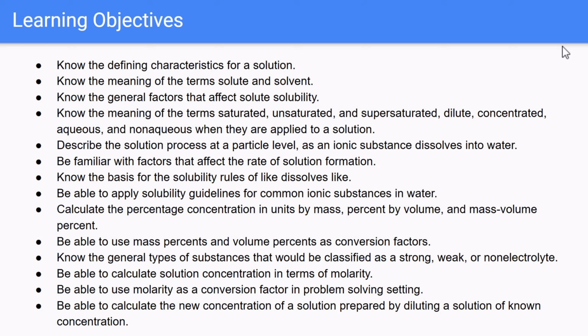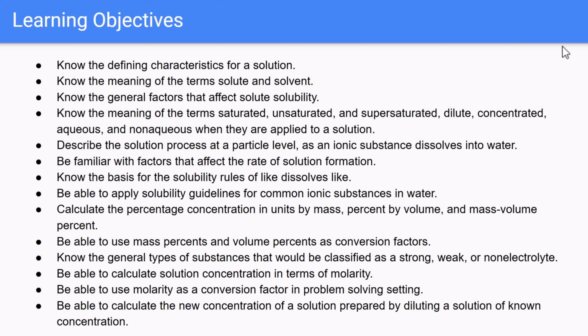So what are our learning objectives for today? Well, hopefully you'll be able to know the defining characteristics of a solution, define solute, solvent, know some factors that impact solubility, use terms like saturated, unsaturated, supersaturated, dilute, concentrated, aqueous, non-aqueous, describe the solution process at a particle level, be familiar with factors that increase or affect the rate of a solution formation.